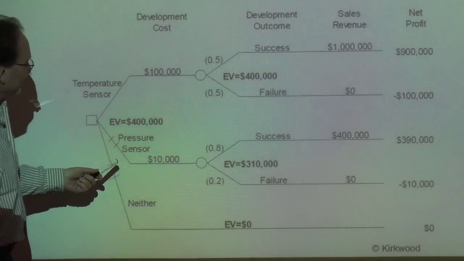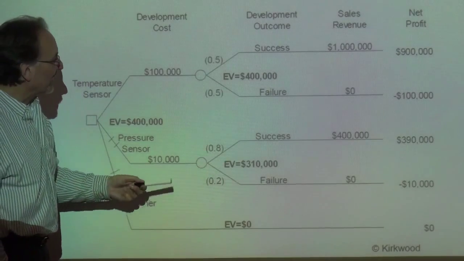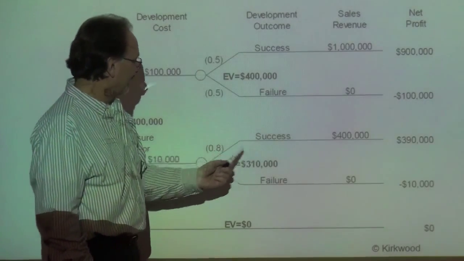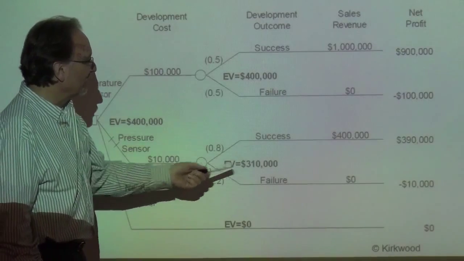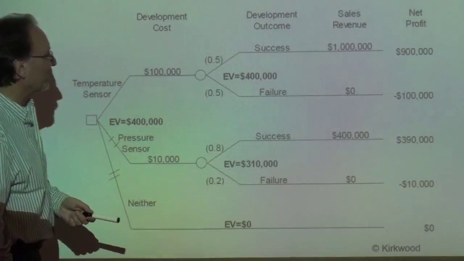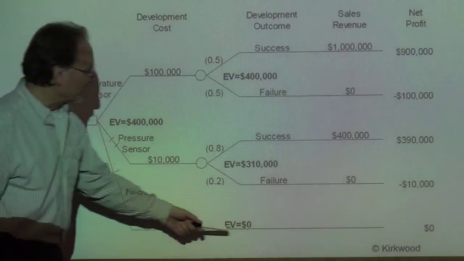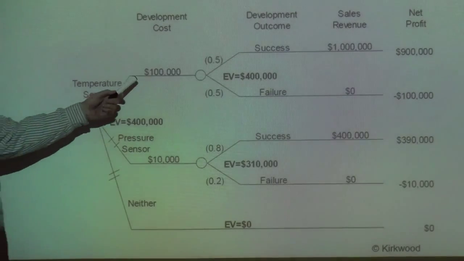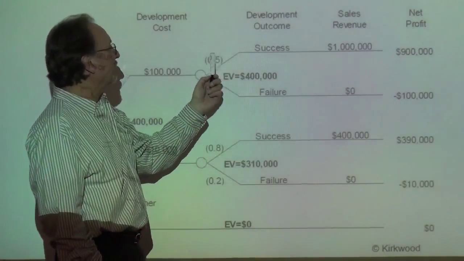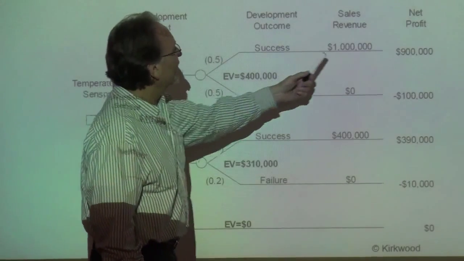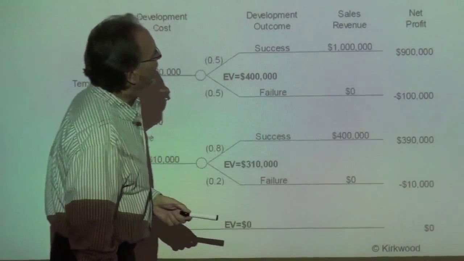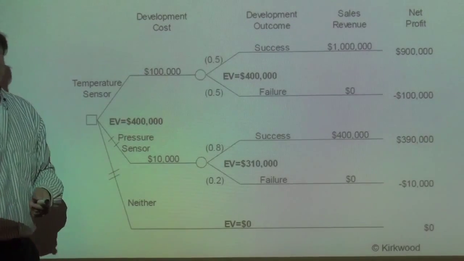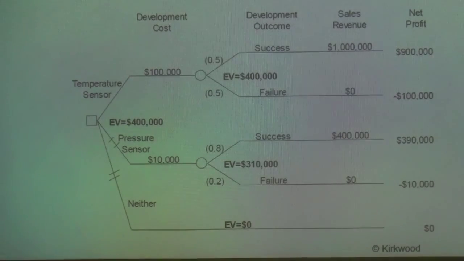For the pressure sensor, 10,000 upfront cost, 80% probability of success, 20% probability of failure, same approach. 0.8 times 390, 0.2 times -10, we have an expected value of 310,000, and in either case we have an expected value of $0. This would imply that the riskier outcome, even though it's not a high probability of success, has a high potential profit that gives us a slight edge with expected value and tells us to go the route of the temperature sensor.